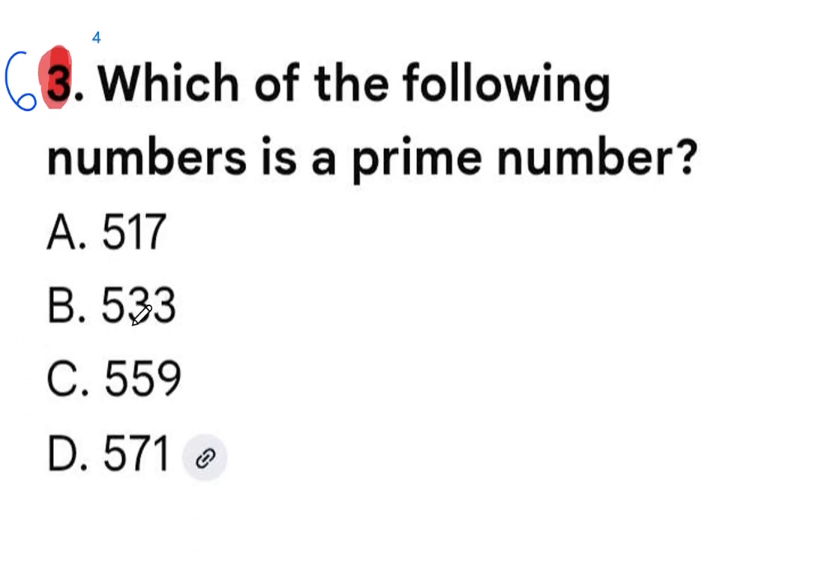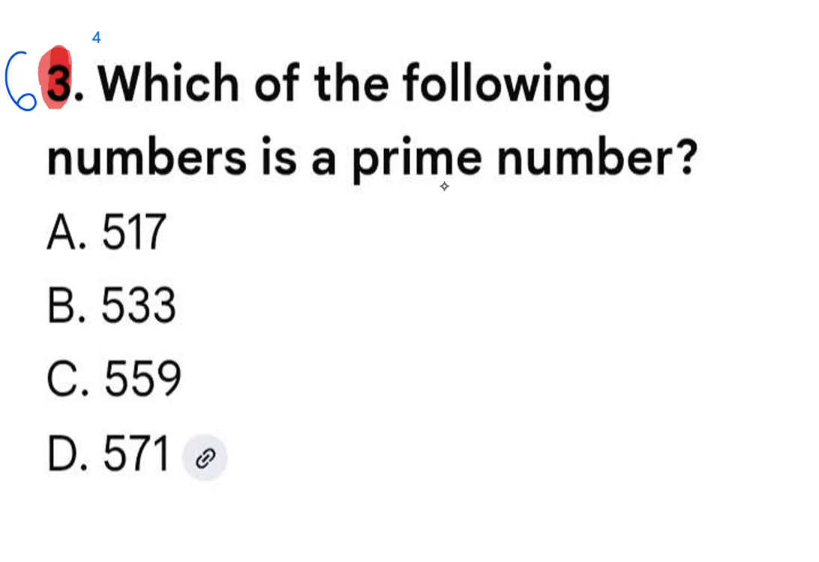Which of the following numbers is a prime number? So they are given four options. In that you have to find out which one is the prime number among the four numbers. Option A is 517. Option B is 533. And option C is 559. And option D is 571.